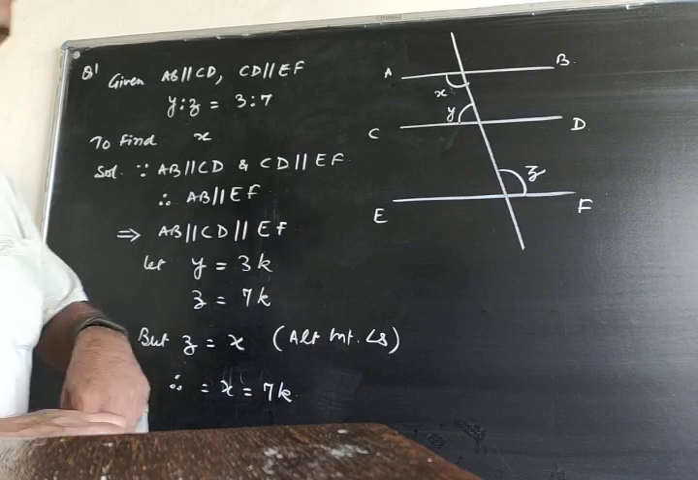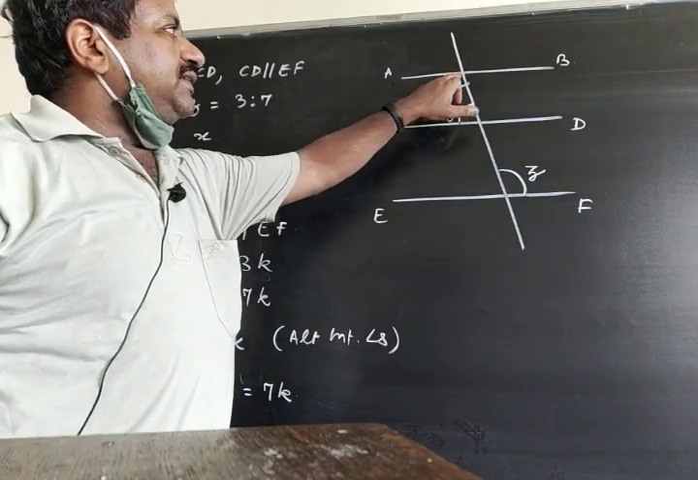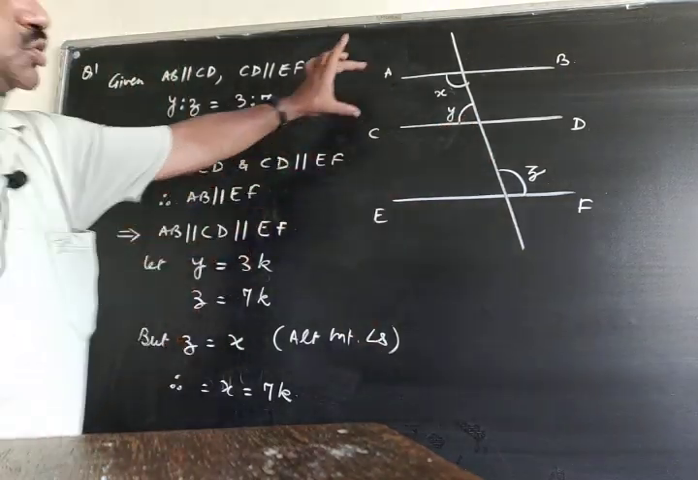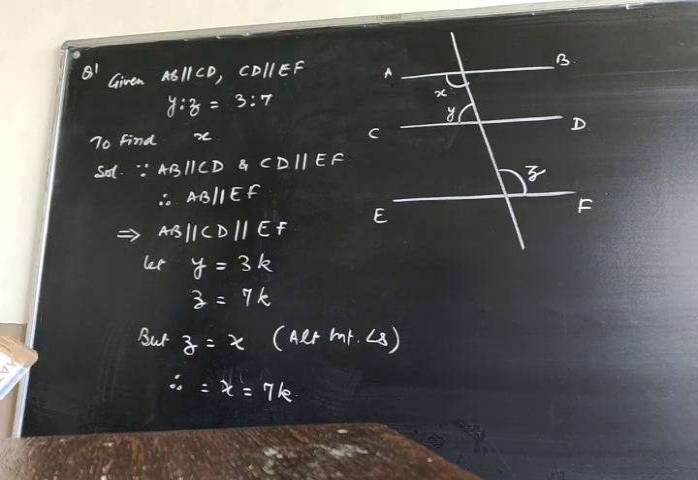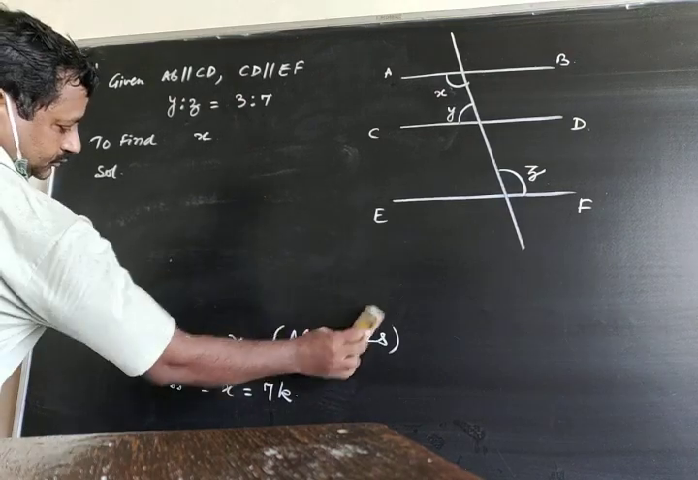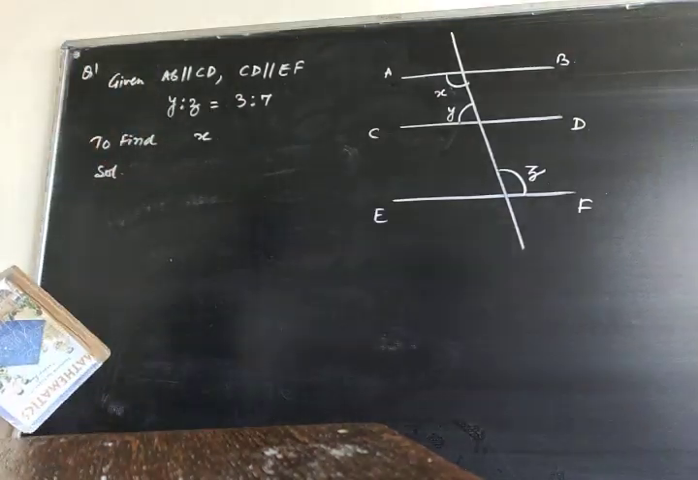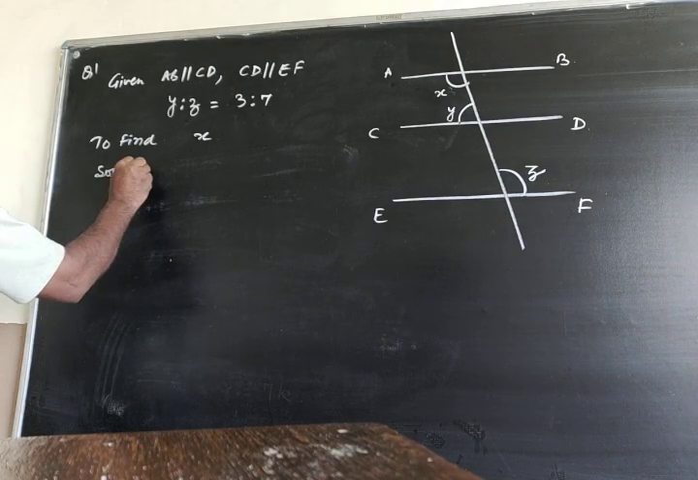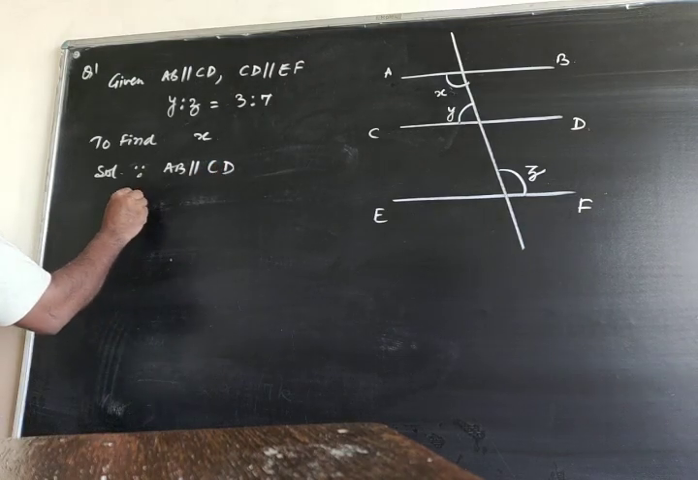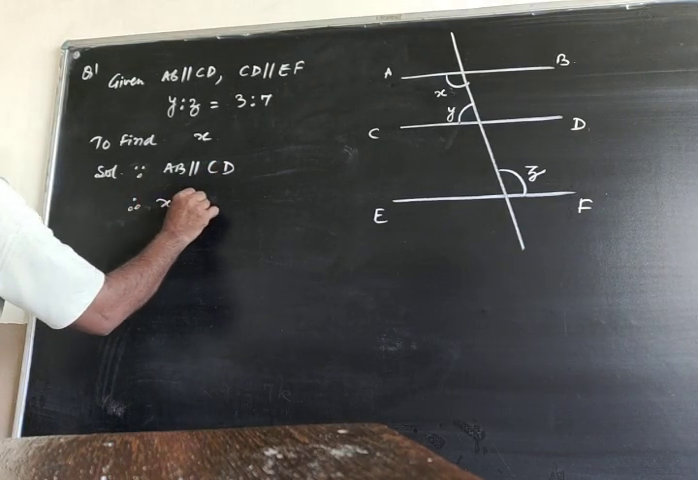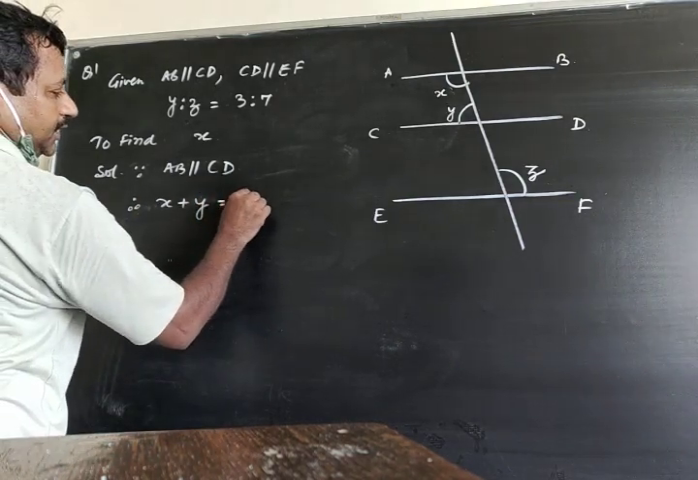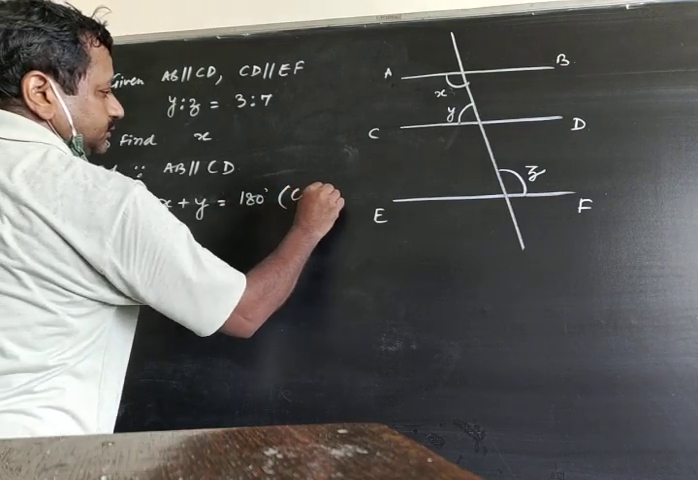So after proving that x equals 7k, now I can say x plus y equals 180, co-interior angles, because these two lines are parallel. So we will say, because AB is parallel to CD, therefore x plus y is equal to 180 degree, co-interior angles.